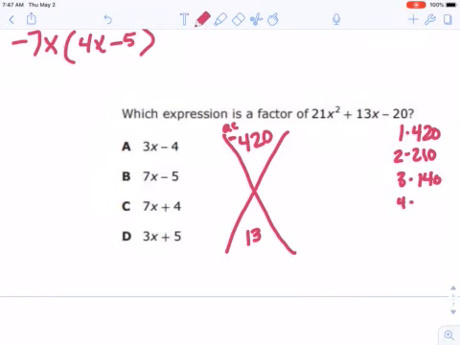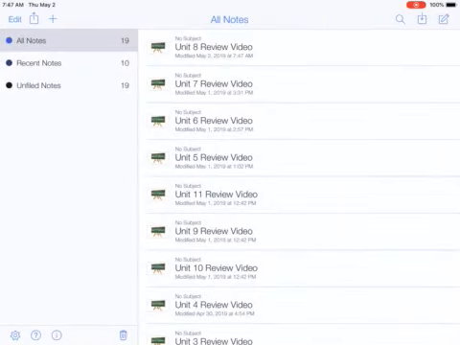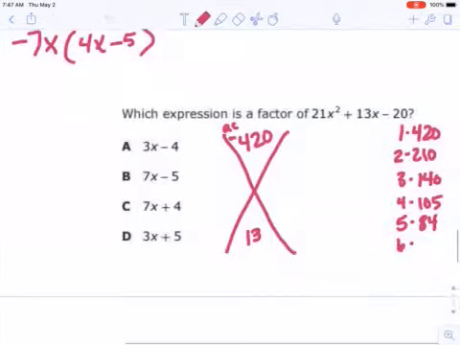If this part's really boring to you, feel free to fast forward. 105. We could be doing this for a little while. 420 divided by 5. You can see the time up there. It is 7:47 a.m. Oh, whoa. Okay. 6 and 70. 7 and 60.